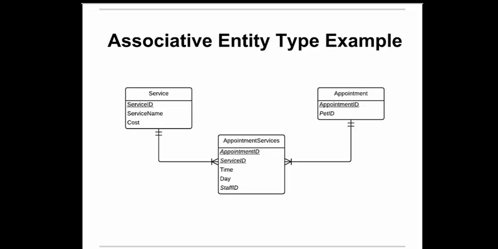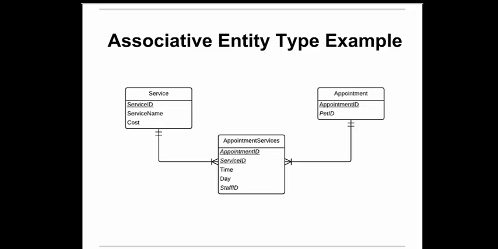For example, here's an associative entity type. Expanding a little bit on one of the concepts we saw earlier, here we have 2 entities, service and appointment, both of which are strong entities. But we see here in the middle an entity called appointment services. Appointment services is the associative entity, meaning it implements the relationship between service and appointment. It ties the two together.